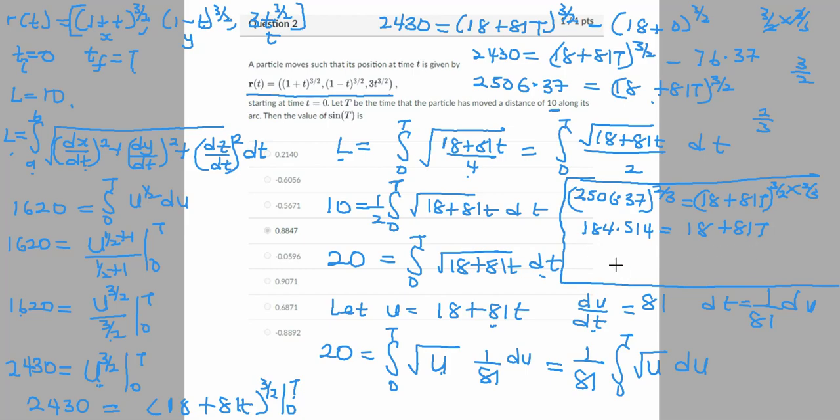If we solve this, bring this 18 to this side and divide both sides by 81, your t will be equal to 2.05573. So we know the t that we need. Since we know our t, we can find sin t. We have to find sin t, and our t is 2.05573. Make sure your calculator is in radians. You're going to get 0.8847. So your answer is 0.8847, which is this. So we'll move to lecture 5.